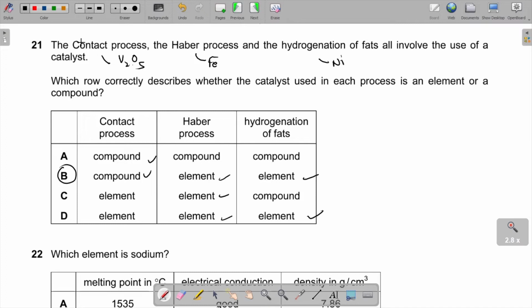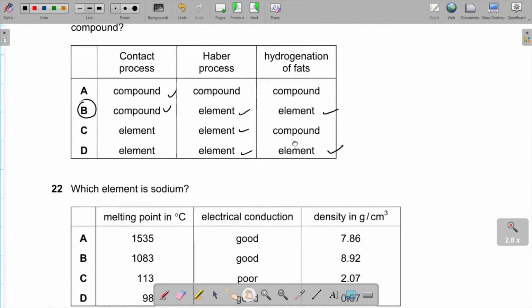So for the contact process, it's vanadium. For the Haber process, it's iron. And for hydrogenation, it's a nickel catalyst.